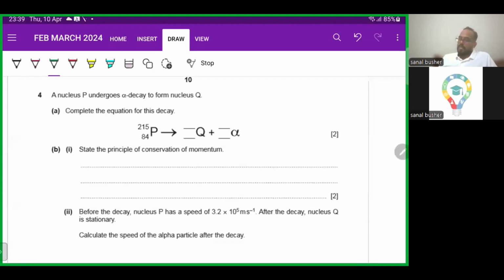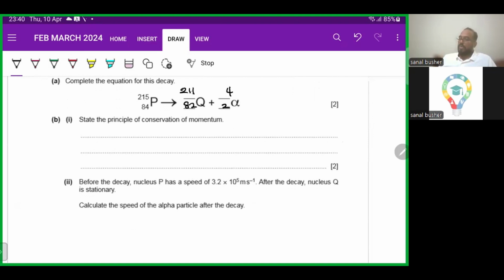The next question: a nucleus P undergoes alpha decay to form another nucleus Q. Complete the equation for the decay. So alpha particle means what? Helium nucleus, He 2 4. So 2 and 4 come here. When you check from 84, 2 is gone as the alpha particle, so the charge will be 82. On the mass number, 215 nucleons were there. From that, 4 is gone in the alpha, right? So it will be 211. If you get both correct, you will get 2 marks.